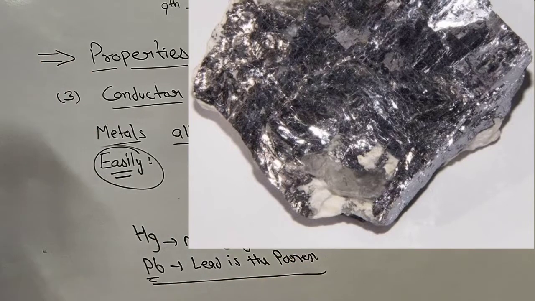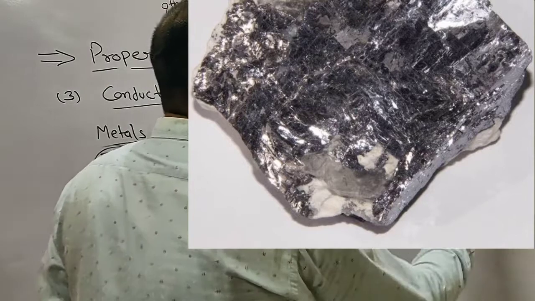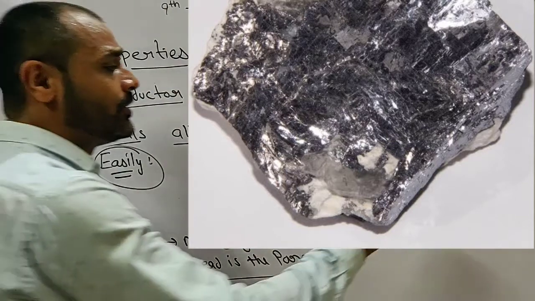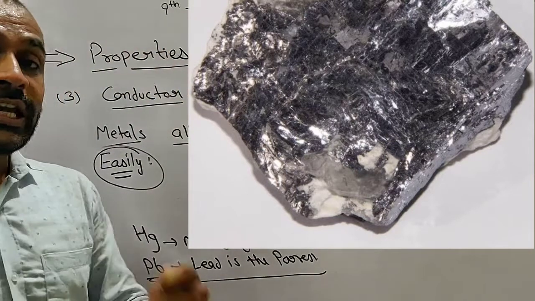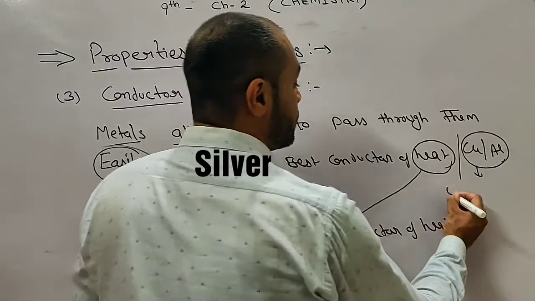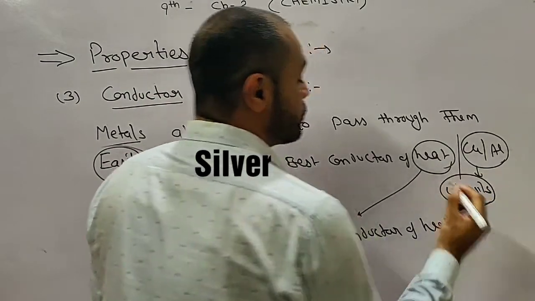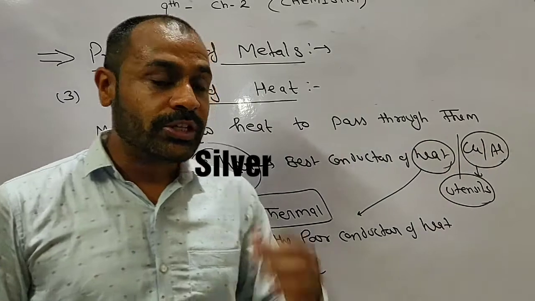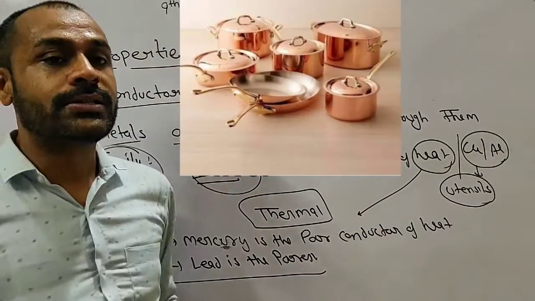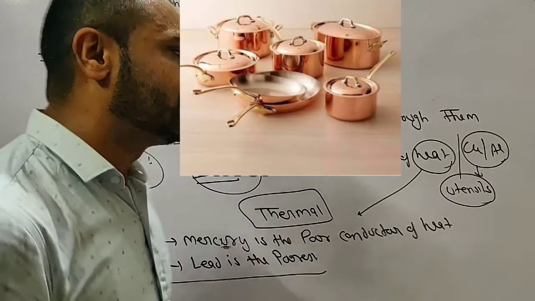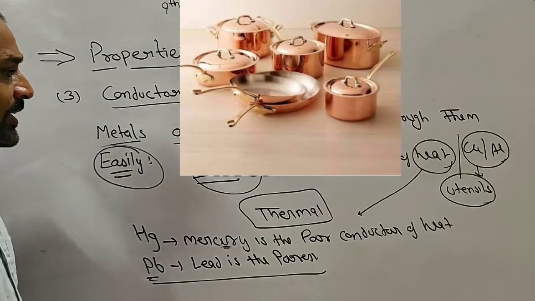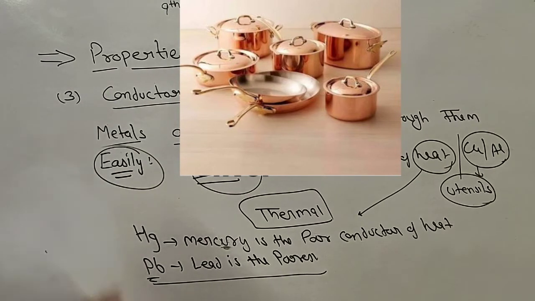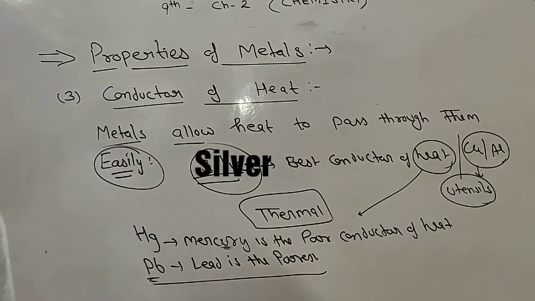Okay? Apart from this, copper and aluminium are both good conductors of heat, and with this property they are also used in making utensils at our home. Most utensils are made of copper or aluminium because they are good conductors of heat, so they can easily pass the heat to the water or other things which we are going to heat. So this is basically the property of conductor of heat, and it is also called thermal conductivity.